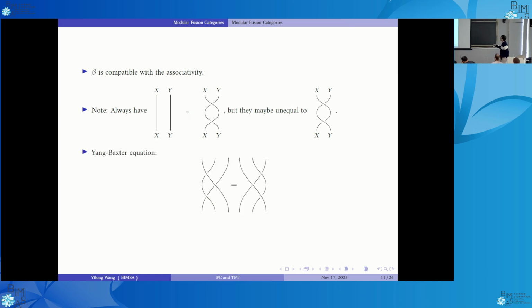And of course, the braiding satisfies the Reidemeister 3 move, also known as the Yang-Baxter equation.